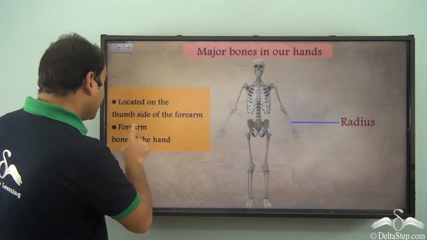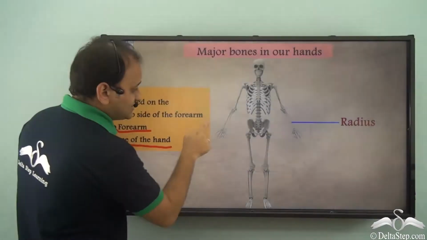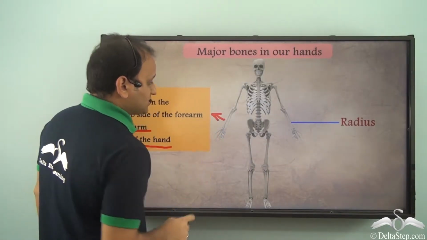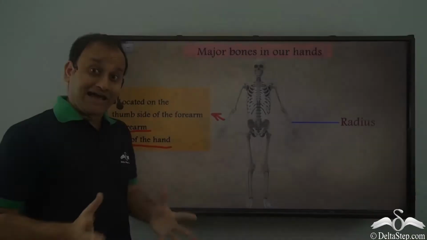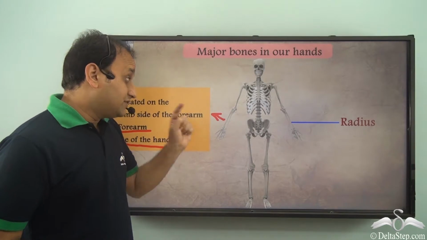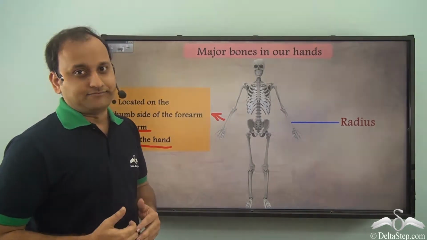This is also called the forearm bone of the hand. As you can see, it is on the outer side, and that's why it's called the forearm bone of the hand. Now, let's look at the third bone in the arm, that is ulna.